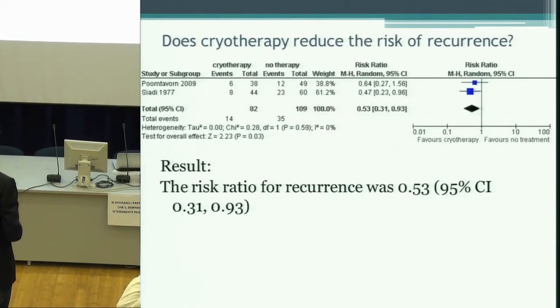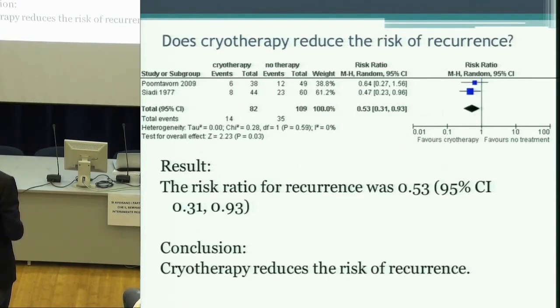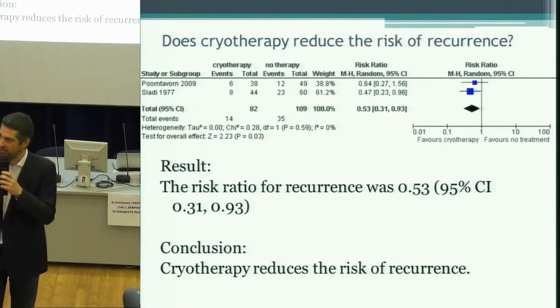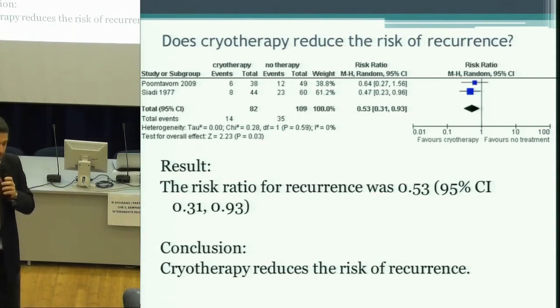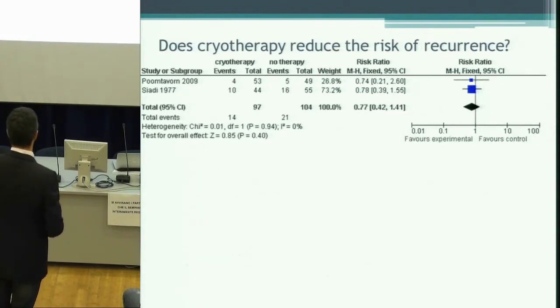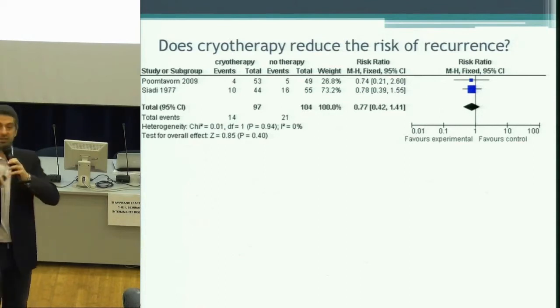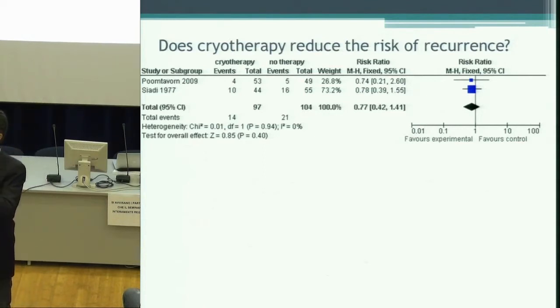The result is the risk ratio for recurrence, what we see here. Is that a right conclusion? No. It may be possible that cryotherapy reduced the risk, but nothing more than that. It should be conditional because we are really not sure. We can decide to make a strong recommendation, but we are not sure that it does reduce the risk of occurrence.